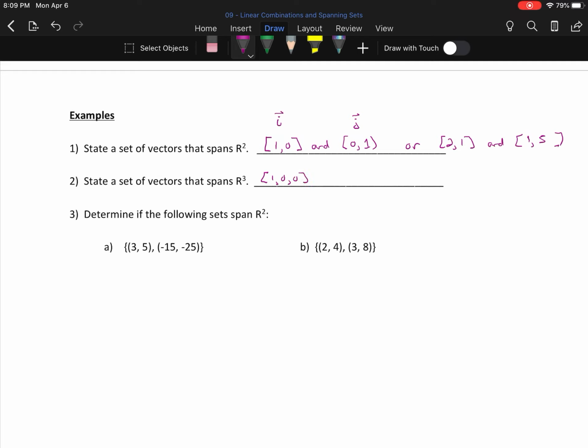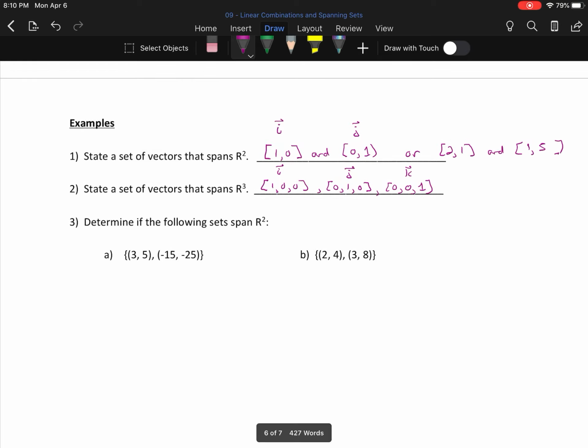Then, a set of vectors that spans R3. Well, the best set to use are 1, 0, 0, 0, 1, 0, and 0, 0, 1. Commonly known as i, j, and k.